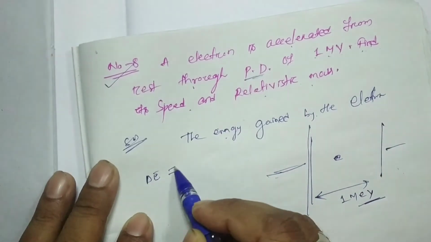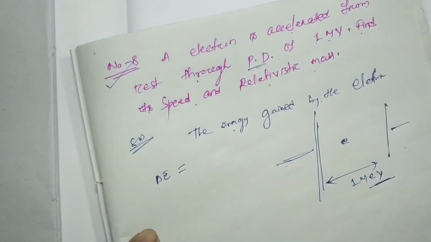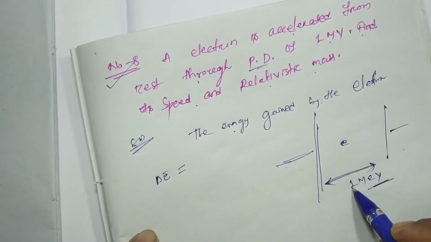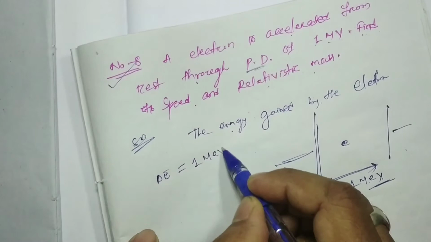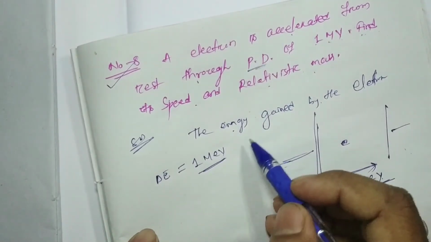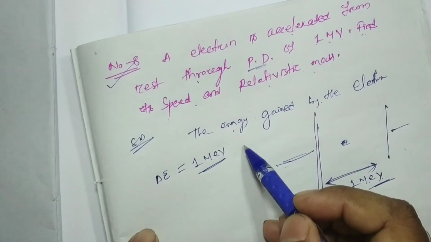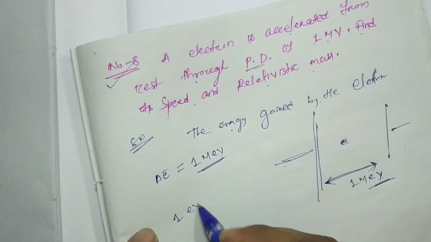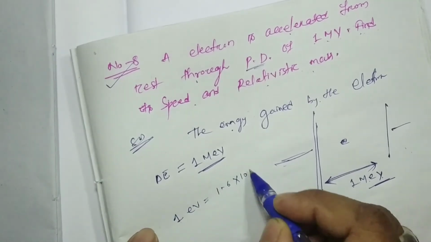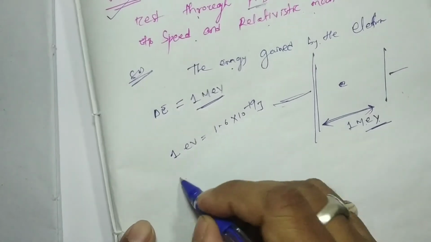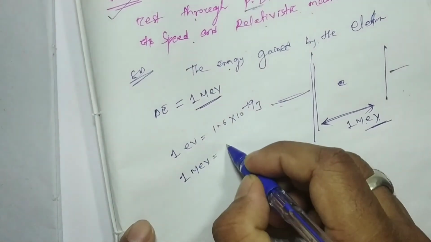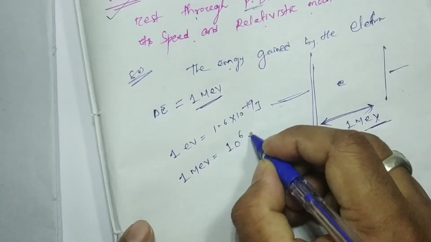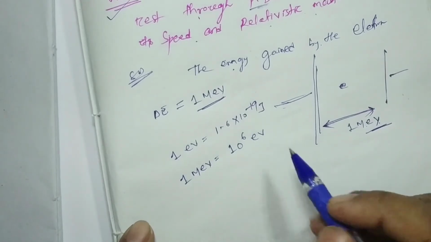Del E equal to, how much energy will it gain? This much energy, 1 mega electron volt. If I am going to transform the 1 mega electron volt into another unit, joule, then it will be how much? We know that 1 electron volt is equal to 1.6 into 10 to the minus 19 joule, and 1 mega electron volt is nothing but 10 to the 6 electron volt.